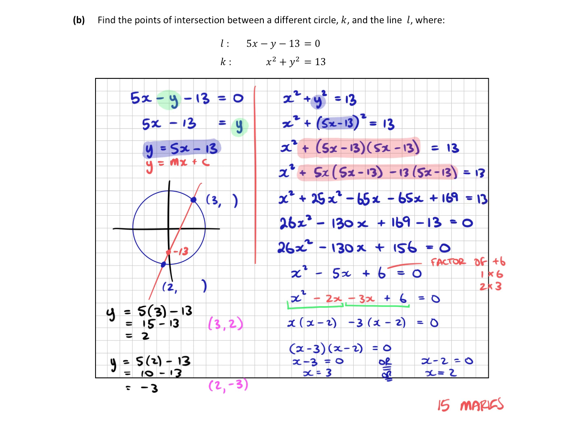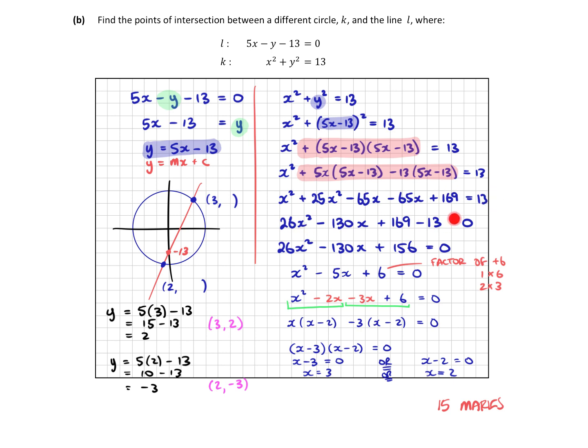The next step was just to tidy up what I had. So I brought all my x squares together. If I added 1x squared and 25x squared, I got 26x squared. My x's came next, so I took my negative 65x and subtracted another 65x, and that gives me a total of negative 130x. The plus 169 stayed where it was, and I brought this 13 over, and that became a negative 13. So I just did this in two steps. All of that will be equal to 0 because the positive 13 was moved over, so there's nothing left on the right hand side.